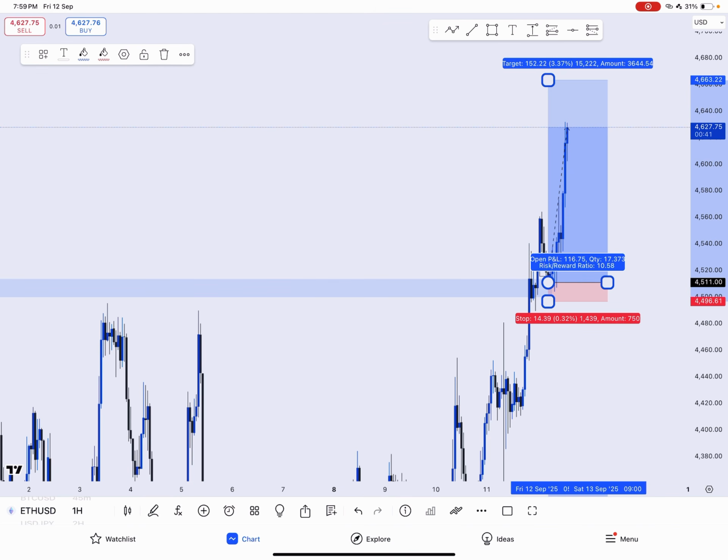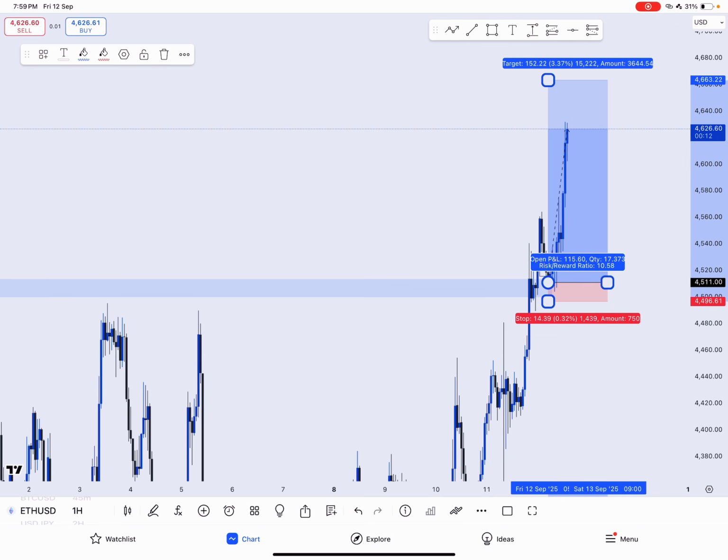If you're risking $1,000 and the stop loss is 14.39, you're getting 69.49 lot size. So if you multiply the 69.49 lot size by this stop loss of 14.39, you're getting $1,000, meaning that $1,000 is the risk. So with crypto pairs, it's basically straightforward. The amount of money you want to risk in USD divided by the stop loss in pips, you get your lot size.